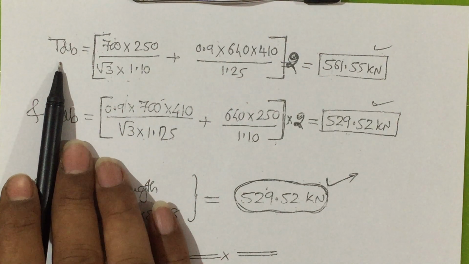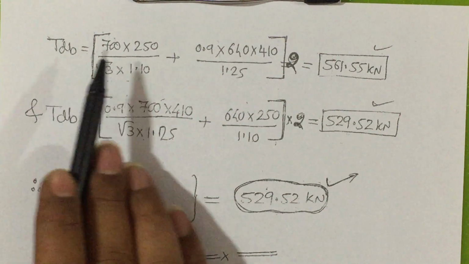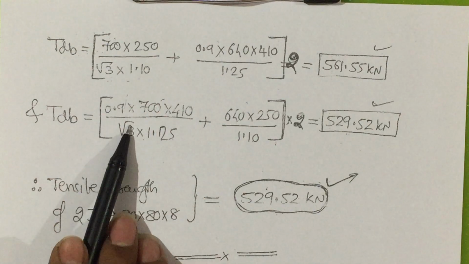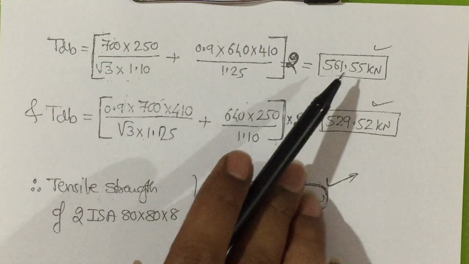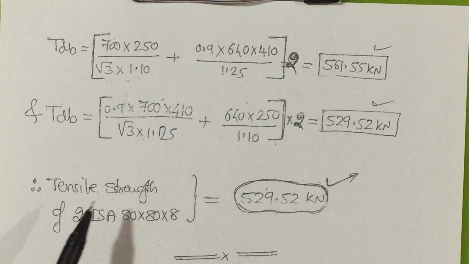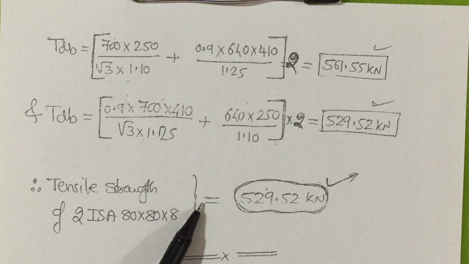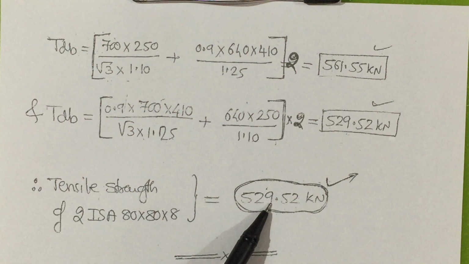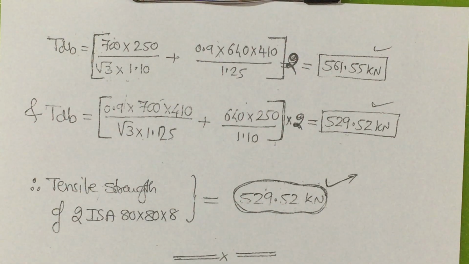Therefore, calculate TDB, that is the design tensile strength due to block shear. Here we have 2 formulas. So, write down the 2 formulas, substitute the values and get it. Therefore, the tensile strength of the given tension member is given by the least value of TDG, TDN and TDB. Take the least value and write it down here.